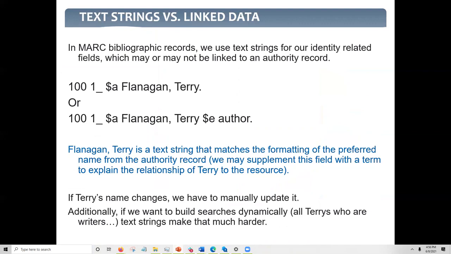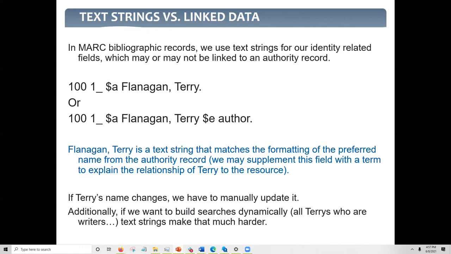In MARC bibliographic records, we typically have used text strings for our identity-related fields, and they may or may not be linked to an authority record. For example, we have a 100 field, which would be for the author of the book. I'm not going to go into all the MARC coding, but we have some MARC coding there, and then it's Flanagan, Terry. So Terry Flanagan is the author of this particular book. And of course, there'd be much more in this record besides that.